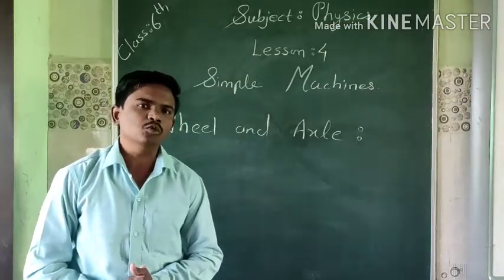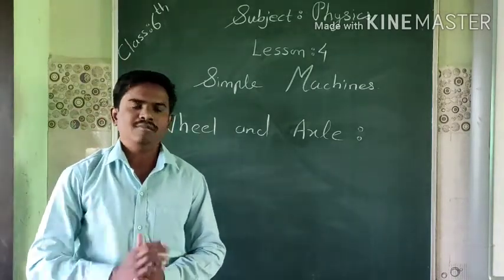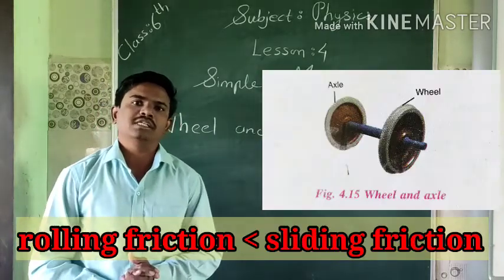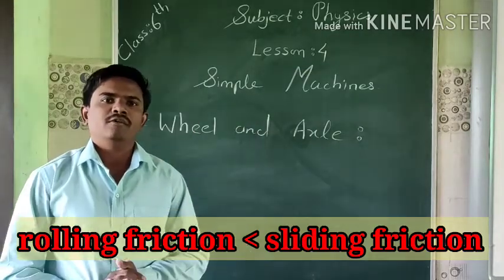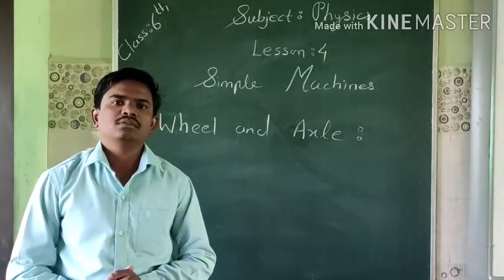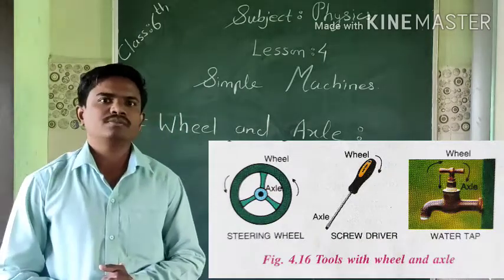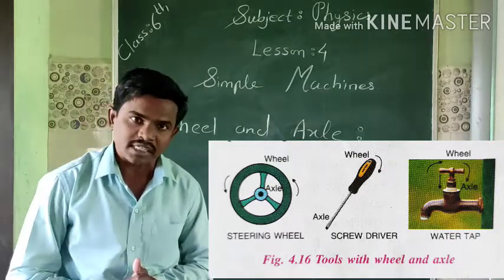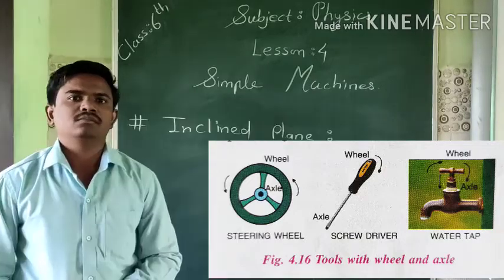And students, the use of wheel and axle reduces the friction, because we know that rolling friction is less than sliding friction. We can see examples of wheel and axle: steering wheel, doorknob, screwdriver, water tap. These are the examples of wheel and axle.